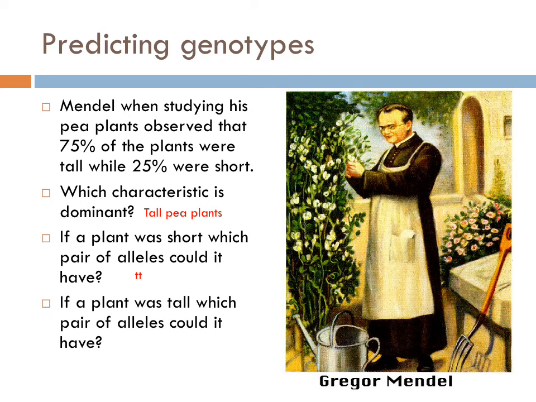What if a plant was tall? Which pair of alleles would it have? Remember, it could be that both alleles are the same, a homozygous pair of alleles. Or is there another choice? Yes, it could be a capital T and a capital T, or a capital T and a small t. And in both cases, you could never tell the difference. They will both be plants that are tall. All right?